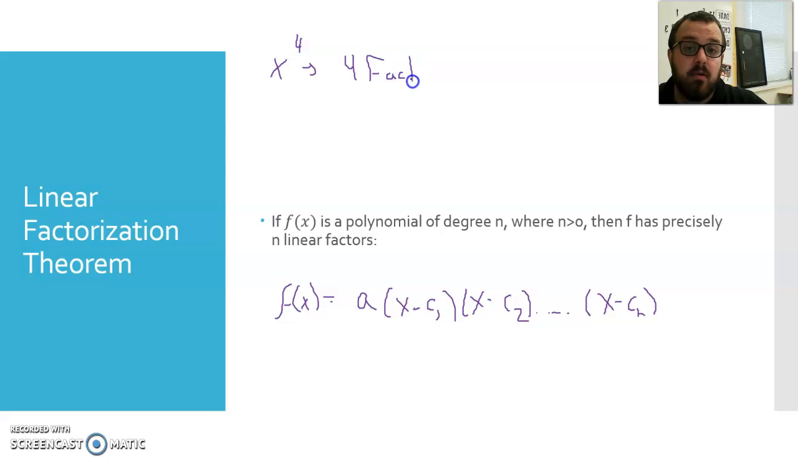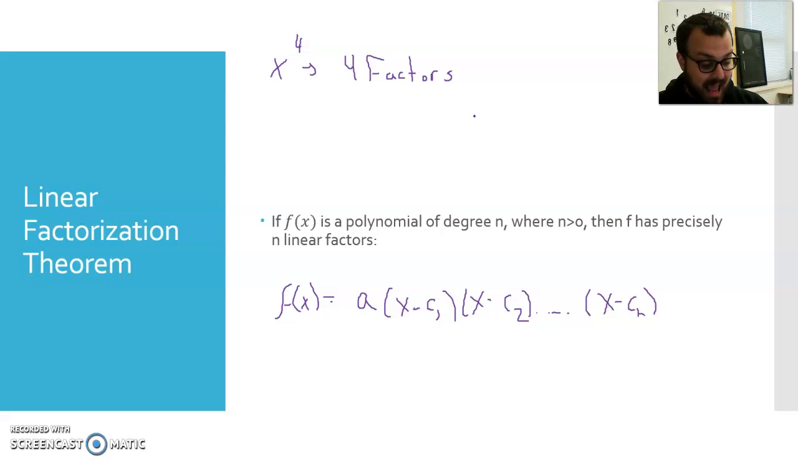Whatever your number is, that's how many factors it has. If it was x to the 5th, I'd have 5 factors. X to the 100th, 100 factors, so on and so forth, okay? Whatever the degree of your polynomial is, that is how many linear factors make up that polynomial.